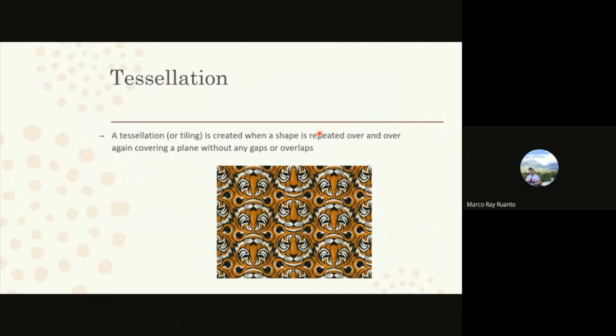Okay, then we also have tessellations. This is very common in artworks, especially during the Renaissance period. Actually, because of this tessellation, geometry gave birth to another field of geometry, which they call hyperbolic geometry. One of the applications of hyperbolic geometry is in physics.